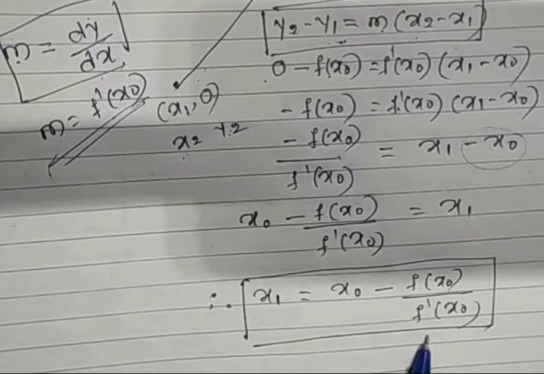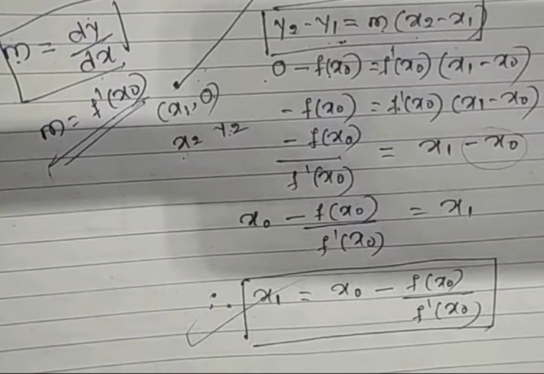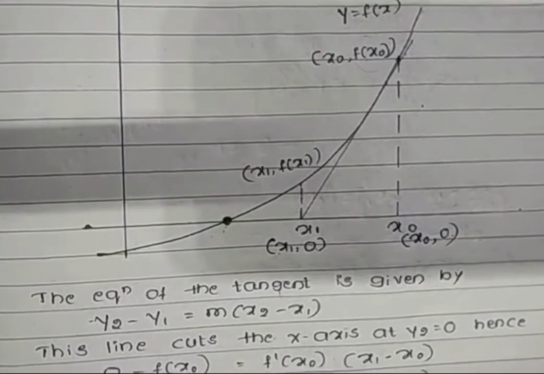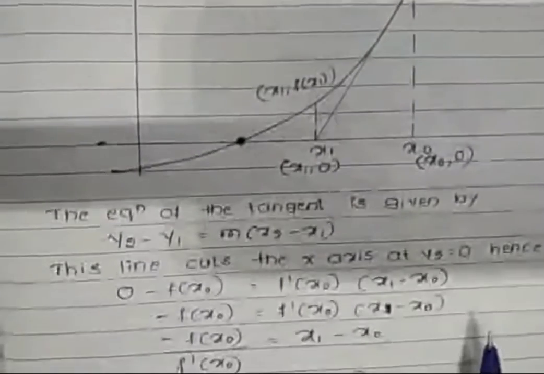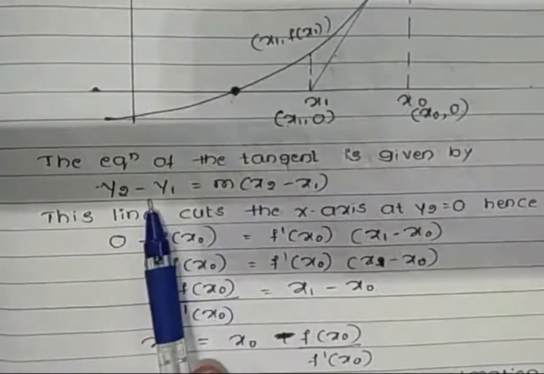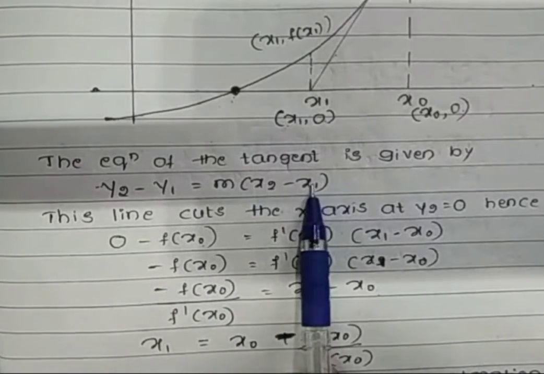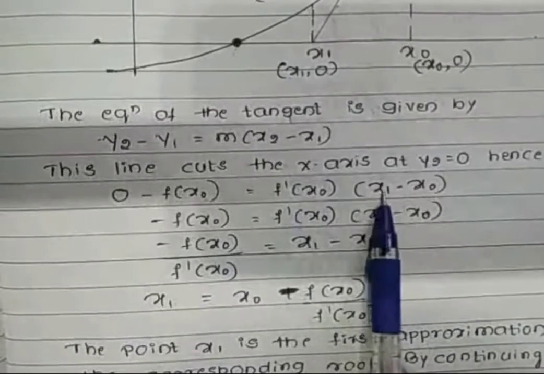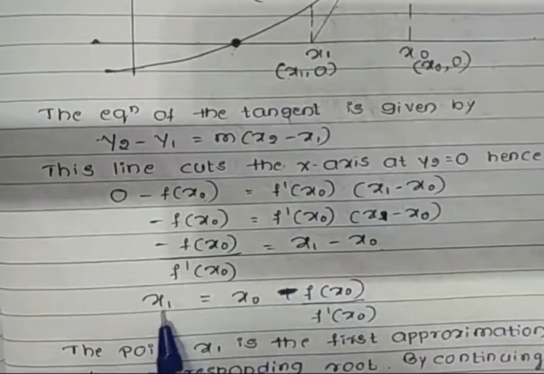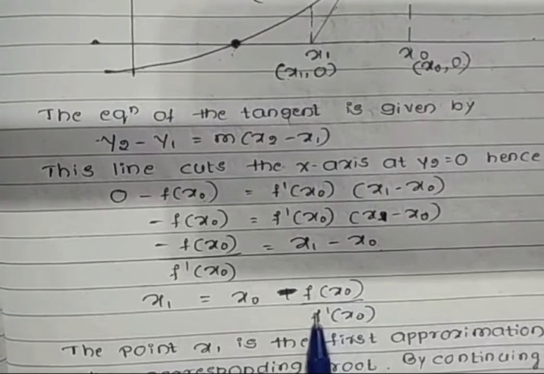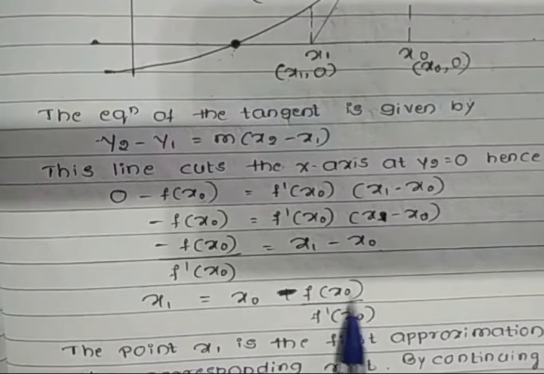So if you are using the Newton-Raphson method, then you need to remember this particular formula for calculation of the approximate root. Here this is the tangent line, therefore we are using the tangent line equation, that is y2 minus y1 is equal to m into x2 minus x1. This is the standard tangent line equation. Then next we substitute the values and rearrange the terms, then we get x1 is equal to x naught minus f of x naught divided by f dash of x naught. This formula you need to remember to calculate the first approximate value.